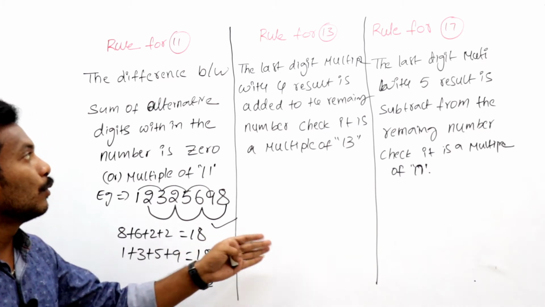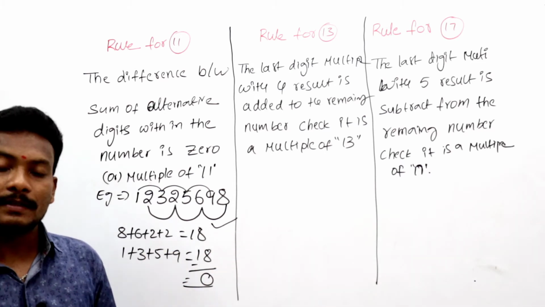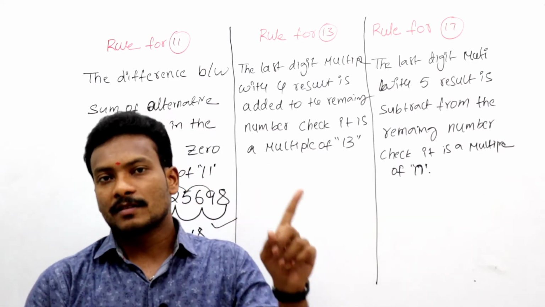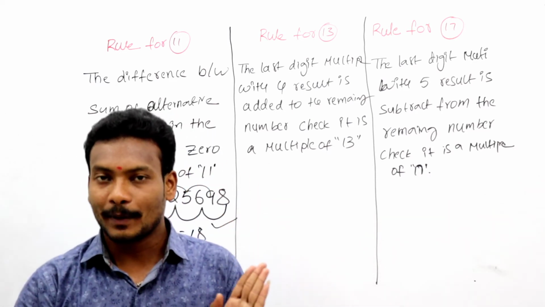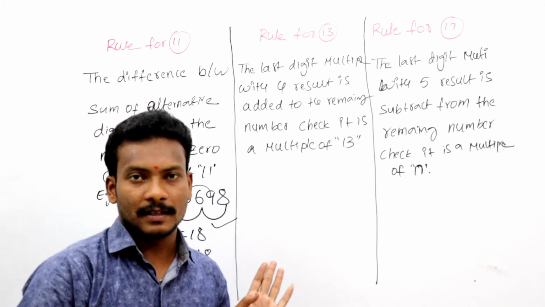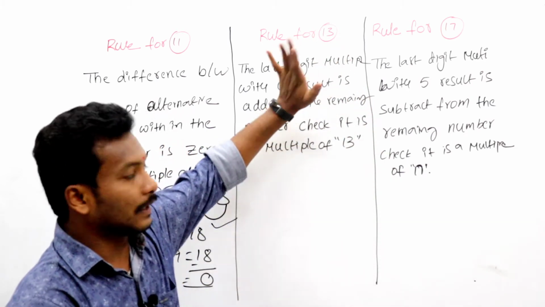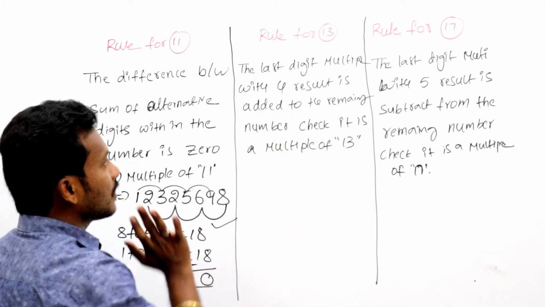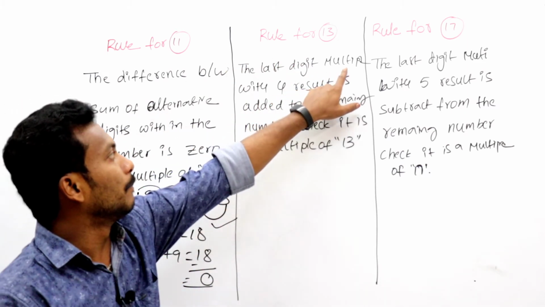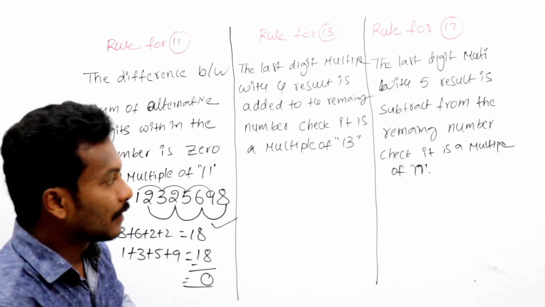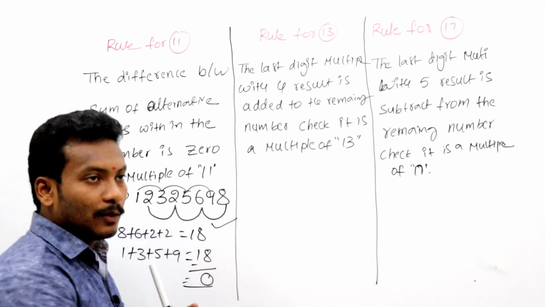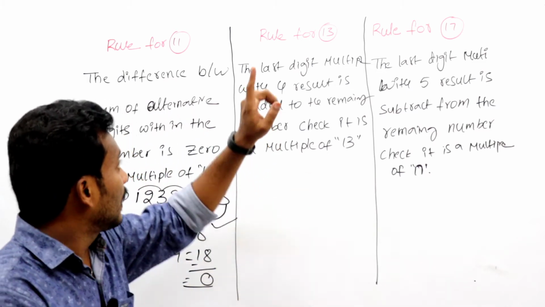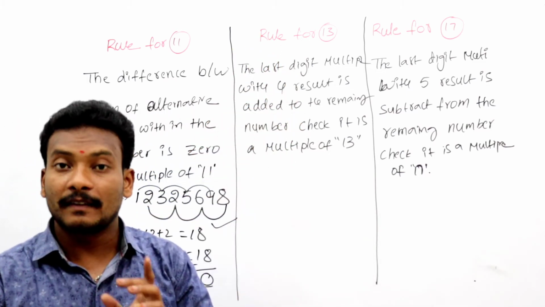Now move to 13. What is the rule for 7? We multiply the last digit with 2 and subtract the resultant. Now for 13, look here: the last digit is multiplied with 4, and the resultant is added to the remaining number. For 19 and 13 it is adding, but the multiplier is different.